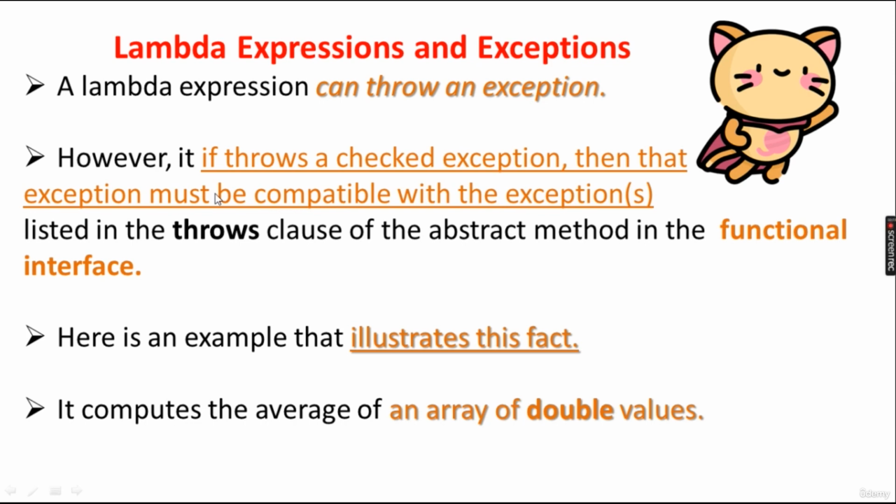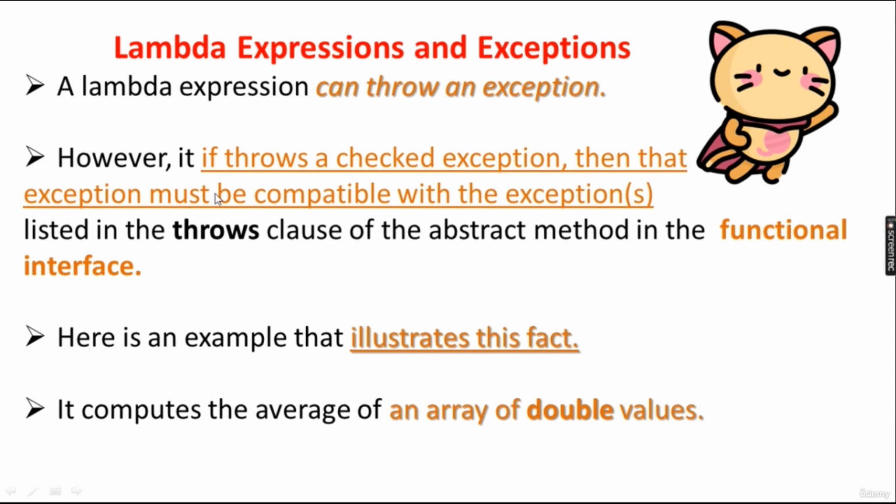However, if it throws a checked exception, then that exception must be compatible with the exception listed in the throws clause of the abstract method in the functional interface. Okay. So whichever exception it is throwing must be compatible with the throws clause of the abstract method in the functional interface. That is the only method declared in the functional interface which has no body, no definition. It should have the throws clause.